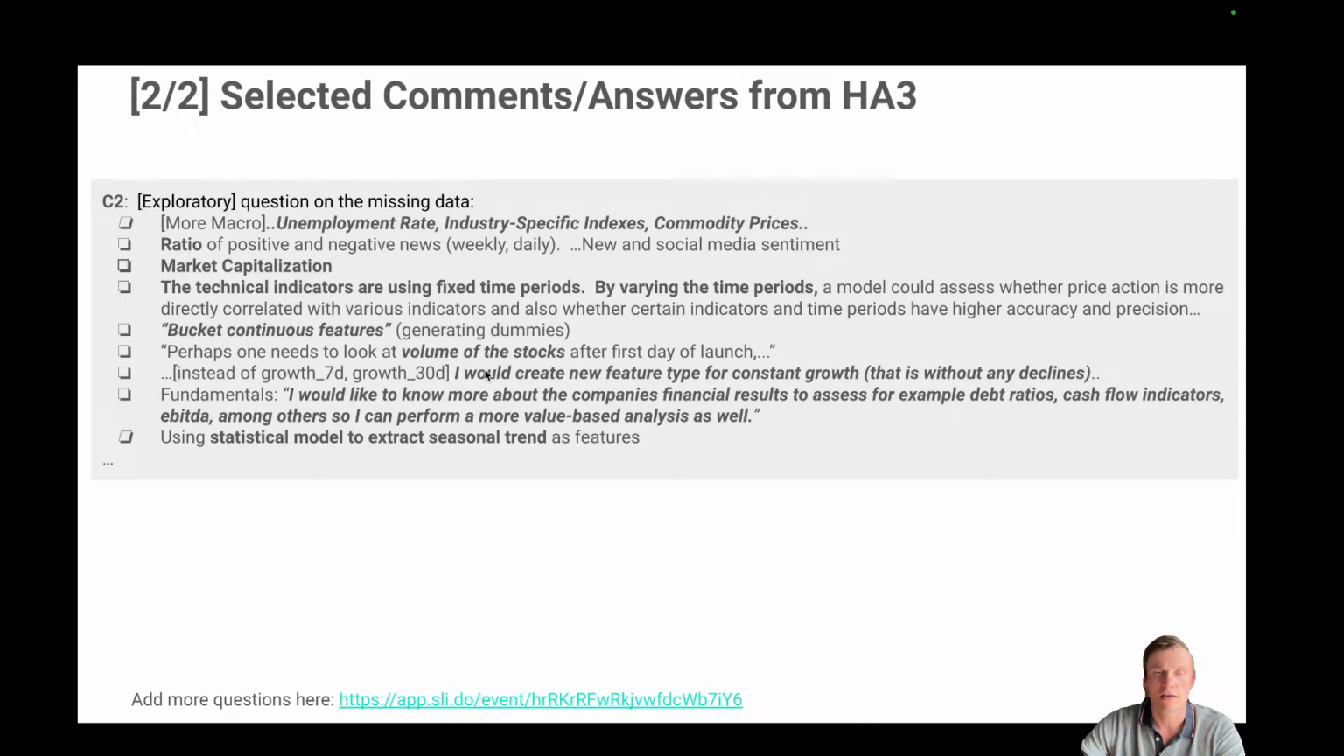Volume of stocks after the first day of launch, then new feature types for constant growth, learn more about companies' financial results, like debt ratios, cash flow indicators, EBITDA, statistical model to extract seasonal trend. What I'd like to say is that all of these suggestions are correct, and please experiment, and in your capstone project you will be rewarded if you add more features to the dataset.